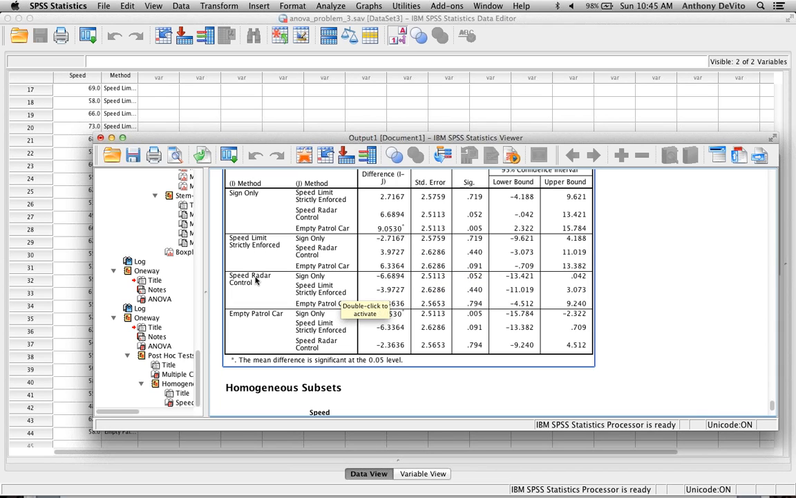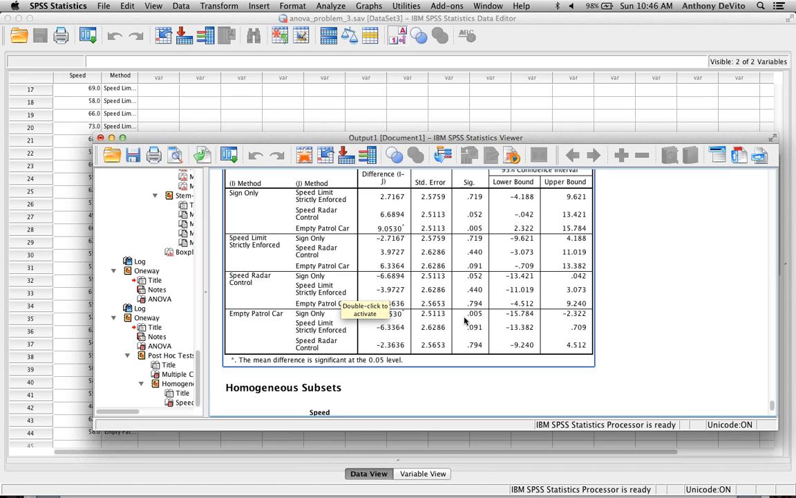Speed radar controlled versus sign only. Well, that's the same result we got up here, right? They just reversed. Sign only versus speed radar controlled, speed radar controlled with sign only. Obviously going to be the same result. So we know about that already.